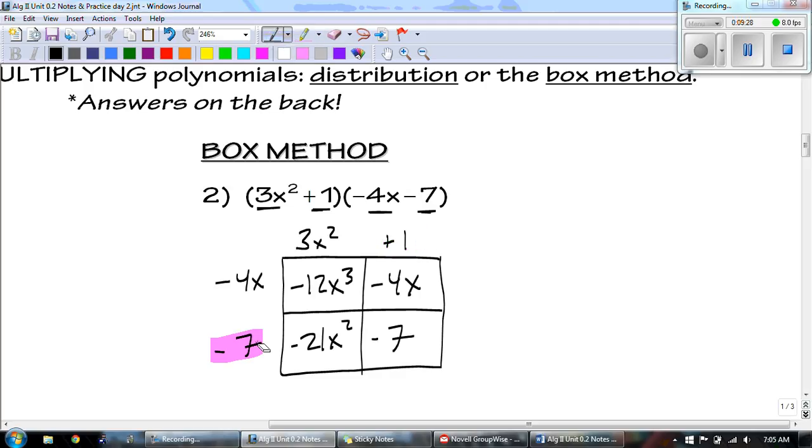Now I need to look for any like terms, which we don't have. So then I would just put everything in order. The highest exponent first, the negative 12x cubed, minus 21x squared, minus 4x, minus 7.